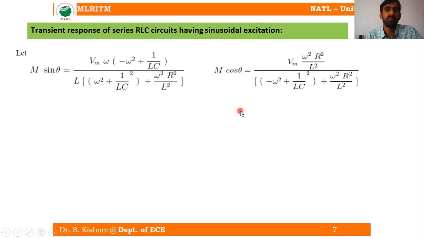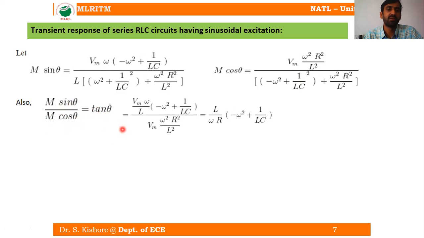Right? So now we can write this to find the value of theta. For finding theta, m sin theta by m cos theta is nothing but tan theta. If we divide m sin theta by m cos theta, we come across this equation. Why? Because Vm and Vm get cancelled, and if we simplify, we have Vm omega by L into omega square minus omega square plus 1 by LC. This is just a division, m sin theta divided by m cos theta.